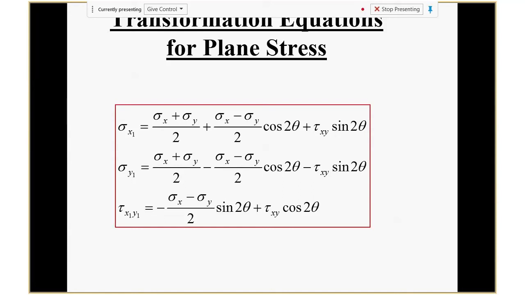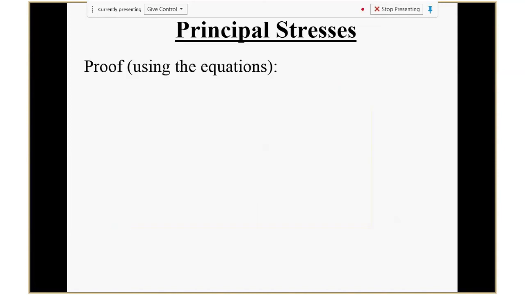So this is basically a mathematical question. You learn it in calculus: how to determine the maximum value of a function. Sigma x1 is a function of what? A function of theta. Now how can you determine the maximum of a function? Take a derivative, we all know. So let's take a derivative of the first equation and find out what theta value gives us the maximum normal stress. Then we can take the derivative of the last equation and find out where the tau is maximum. Let's do the first one first.